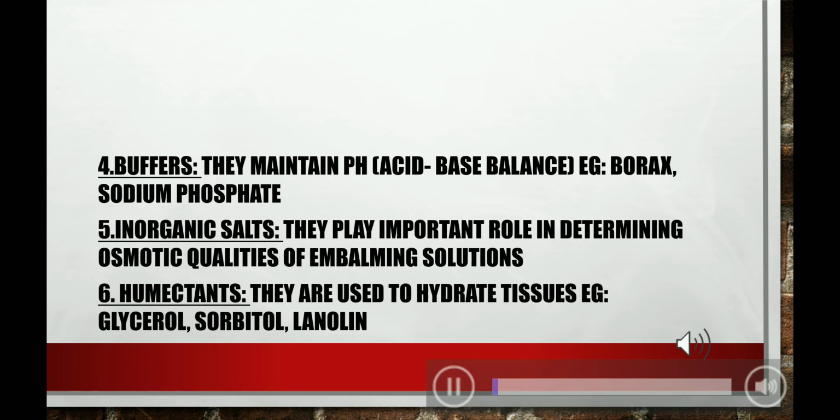We have already learned that modifying agents include buffers, humectants, and inorganic salts. These also have their separate functions. So, what does a buffer do? A buffer maintains pH, that is, acid-base balance. An example of a buffer is borax or sodium phosphate.